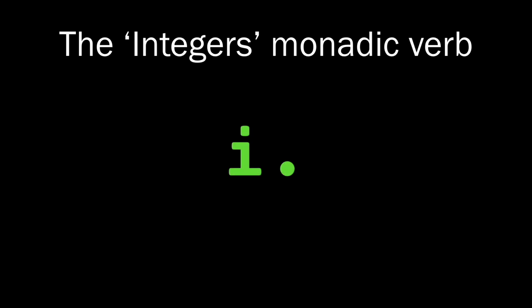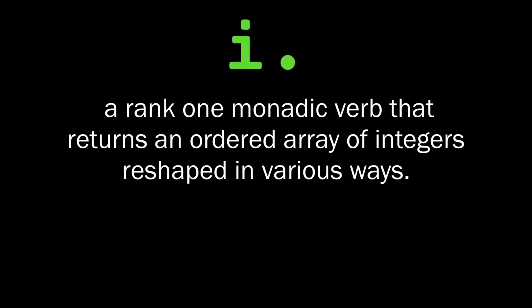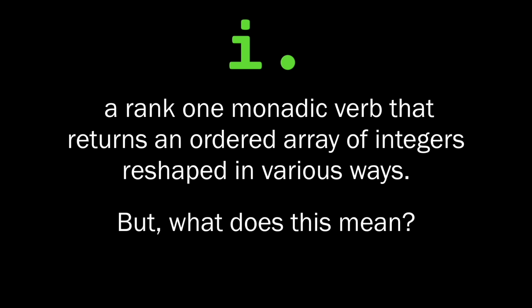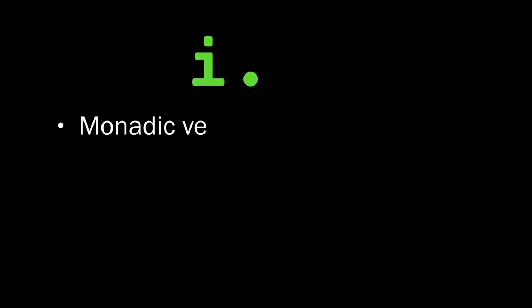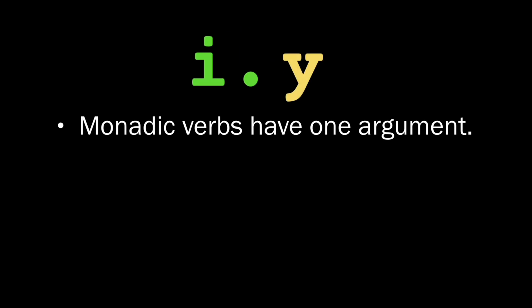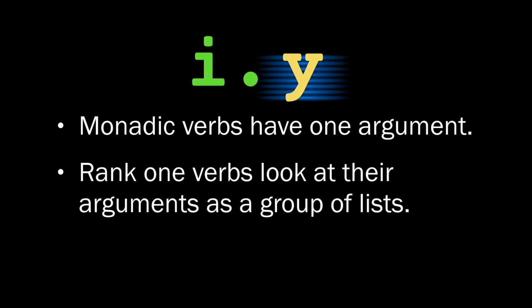The integers monadic verb. A rank 1 monadic verb that returns an ordered array of integers reshaped in various ways. But what exactly does this mean? Monadic verbs have one argument, always to their right. Rank 1 verbs operate on their arguments by breaking them down into rank 1 arrays, also known as lists, before processing them and reassembling the results.